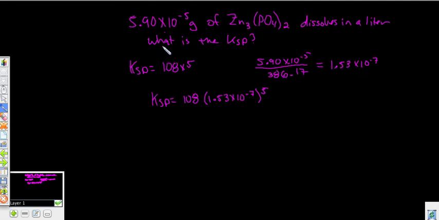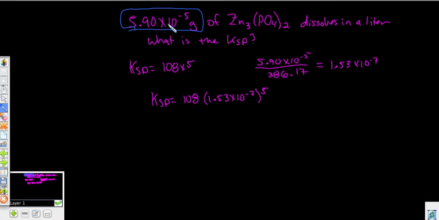So let's do another one real quick. What if I started with mass? What if I just started with a certain mass of zinc phosphate? Now zinc phosphate is one of those fun ones because it has 5 ions that are going to dissociate. And so if I take grams of this and dissolve it in a liter, what's the KSP? Well, I'm kind of one step back now, right? Because I'm starting with grams, and the step before we started with moles. And so we're just going to have to get to that point.